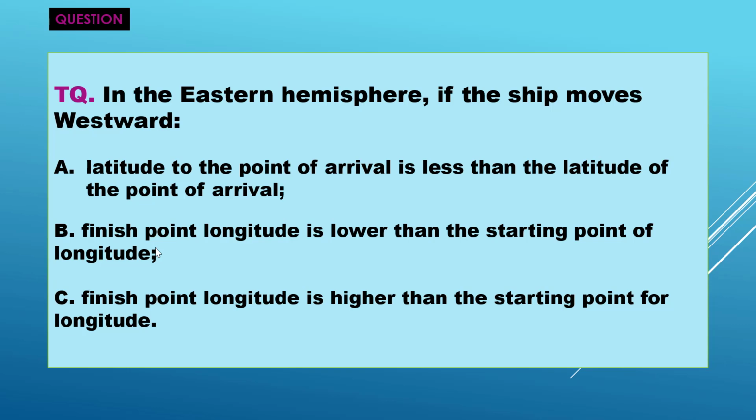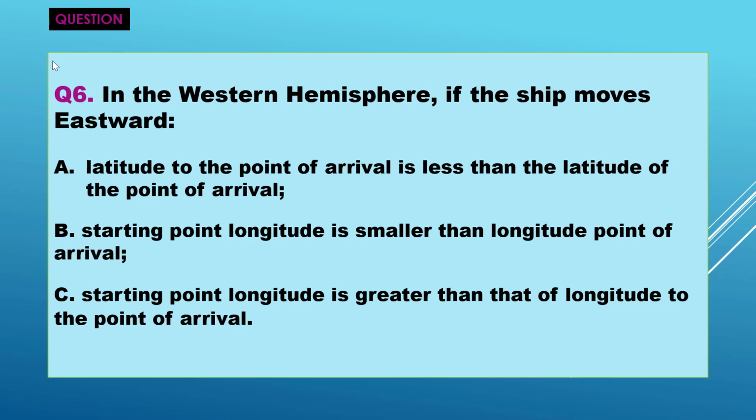Very, very simple. In the Western Hemisphere, if the ship moves eastward, A. Latitude to the point of arrival is less than the latitude of the point of arrival. B. Starting point longitude is smaller than longitude point of arrival. C. Starting point longitude is greater than that of longitude to the point of arrival. So which of them is the correct answer?